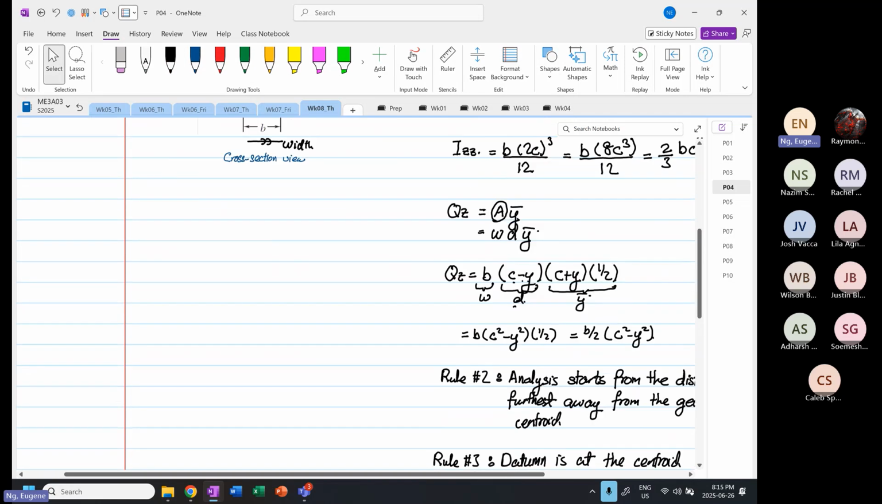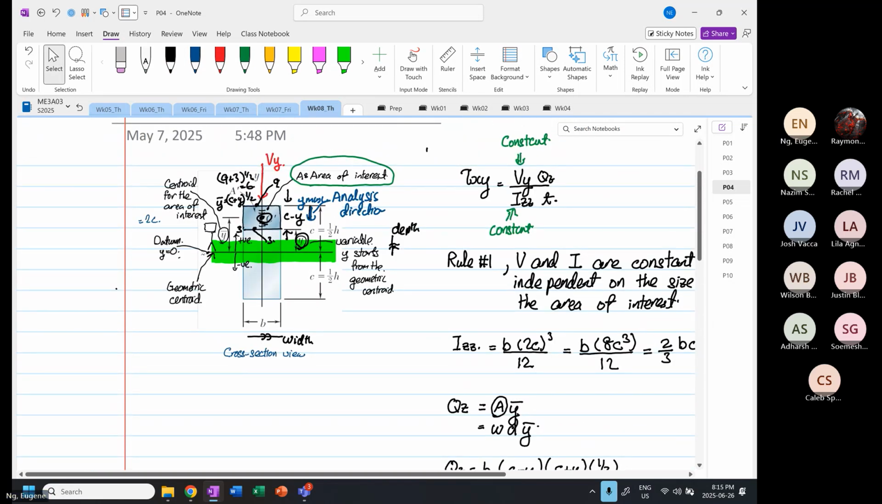So rule number 4, the first moment of area over here cannot cross the geometric centroid. So the y0 is here. So the positive first moment of area is at the top. The negative first moment of area is at the bottom.